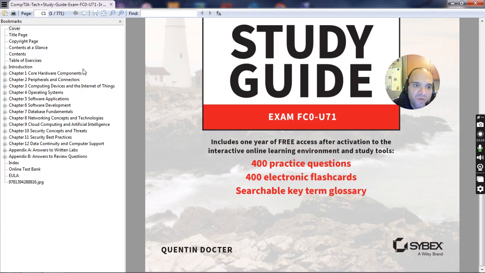in groups of relevant material. So the core hardware components, chapter 1, is relevant to chapter 2, peripherals and connectors. Computing devices and the Internet of Things is relevant to operating systems. So if you choose to skip chapter 1 at first, then you may choose to read chapter 3 and 4, and then go back to chapter 1 and 2.